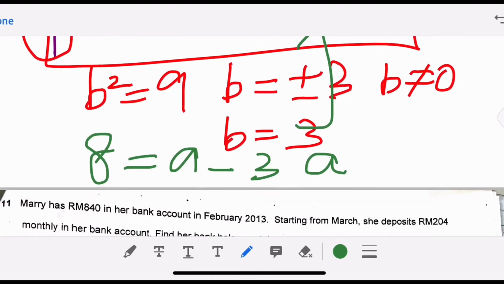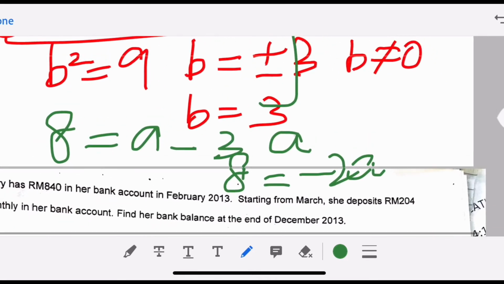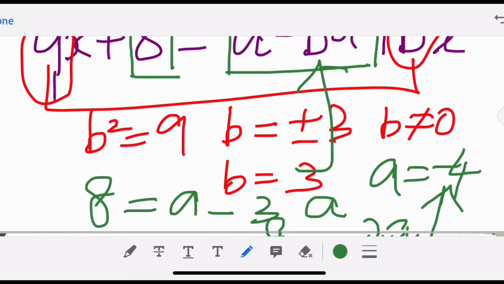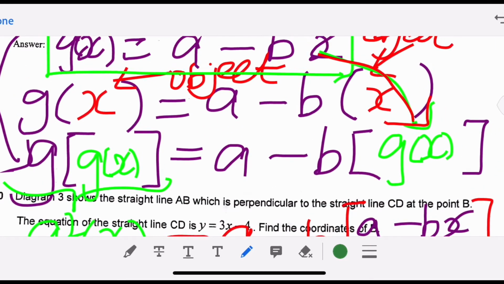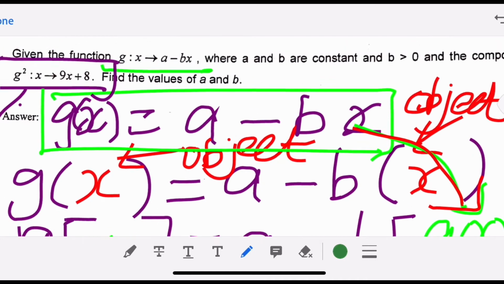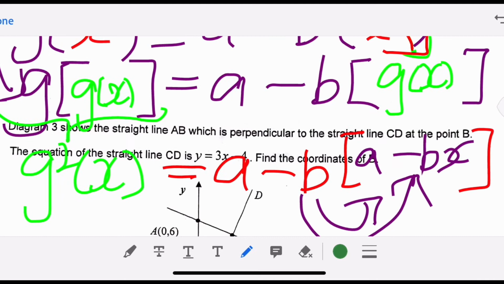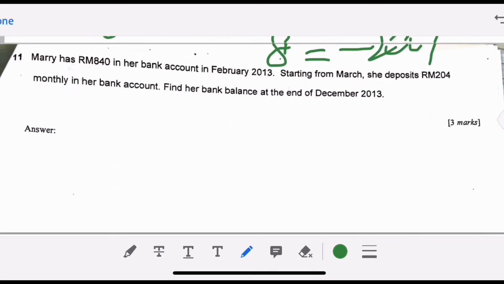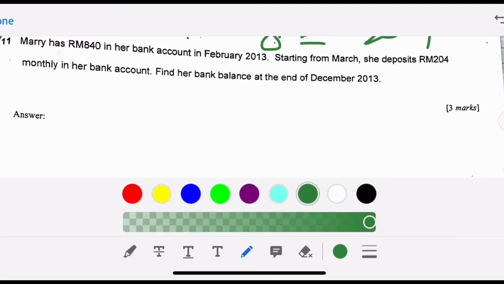So 8 equals a minus ba. But the b is already found, solved by you. B is 3, and b must be positive, so we choose 3. Then we substitute and we will get the answer. A is negative 4, right? So the answer for the values of a and b: you've got two values, one is a, one is b. A is negative 4 and b is 3. So you got two values for a and b, all right?